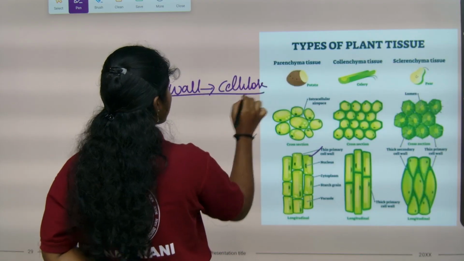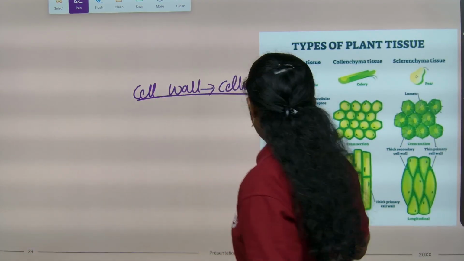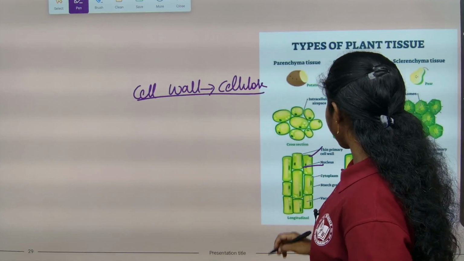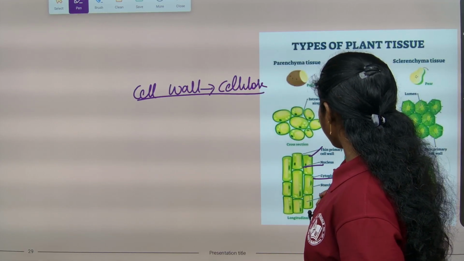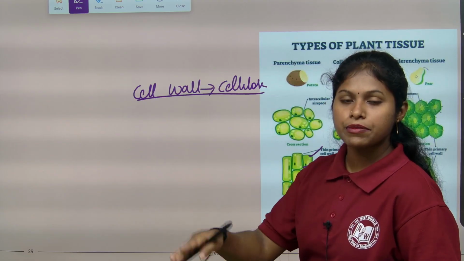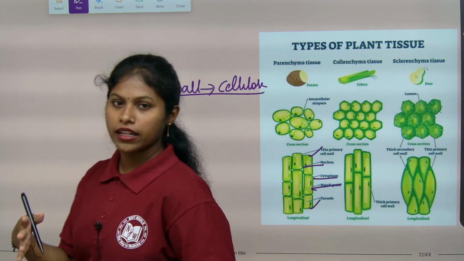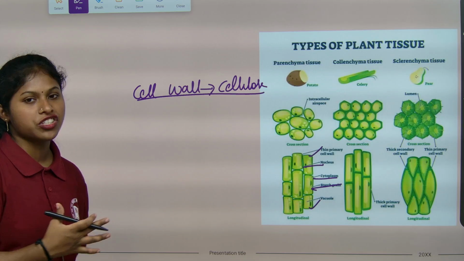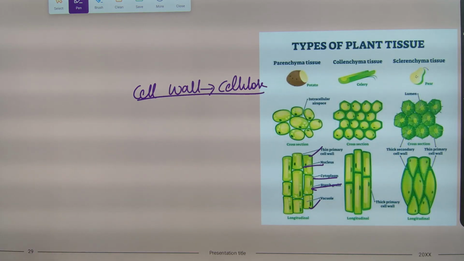Cell wall is made up of cellulose, and they have the nucleus, the large vacuole and cytoplasm, and the starch grain vacuole. The vacuole helps in the storage of food material. Mainly it participates in the storage, children.